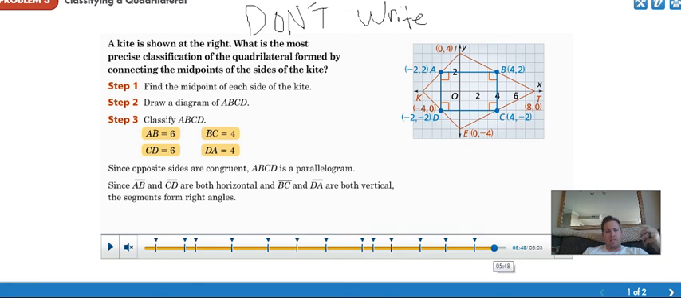And it says since AB and CD are both horizontal, and BC and DA are both vertical, they come together, and that means that they make right angles. Since all 4 are right angles, then this is not only a parallelogram, but this is a rectangle, because opposite sides are congruent and all angles are 90 degrees. So that's how we find that.